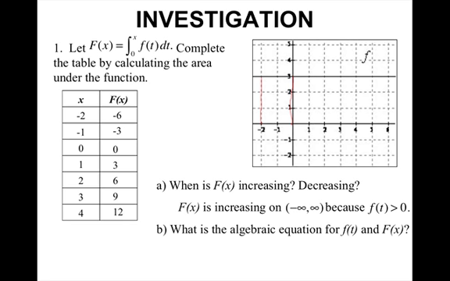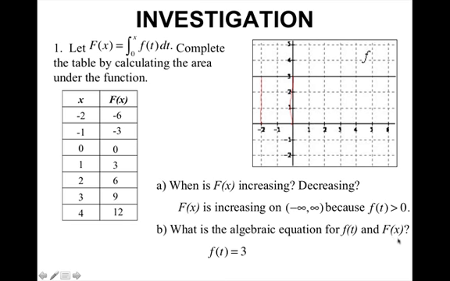Now, what is the algebraic equation for f of t and big F of x? Well, little f of t, that's just a horizontal line. And the equation of a horizontal line is always y equals whatever number. So that equation is just f of t equals 3.